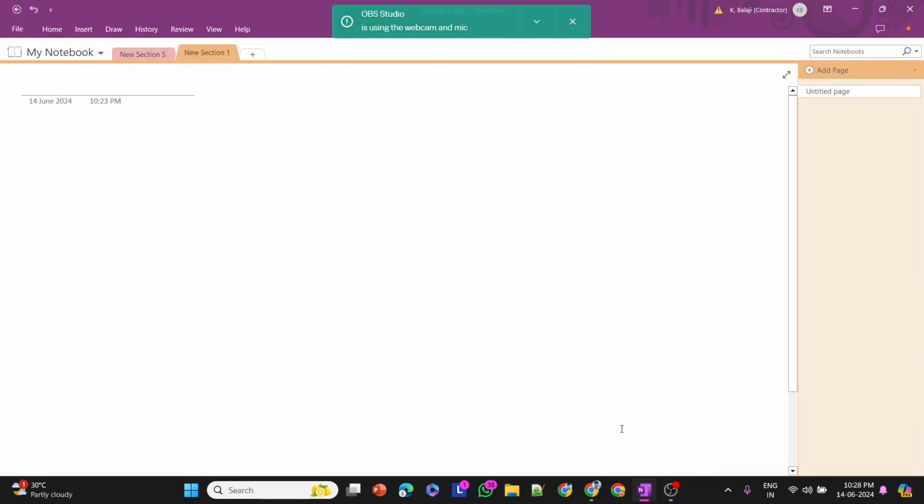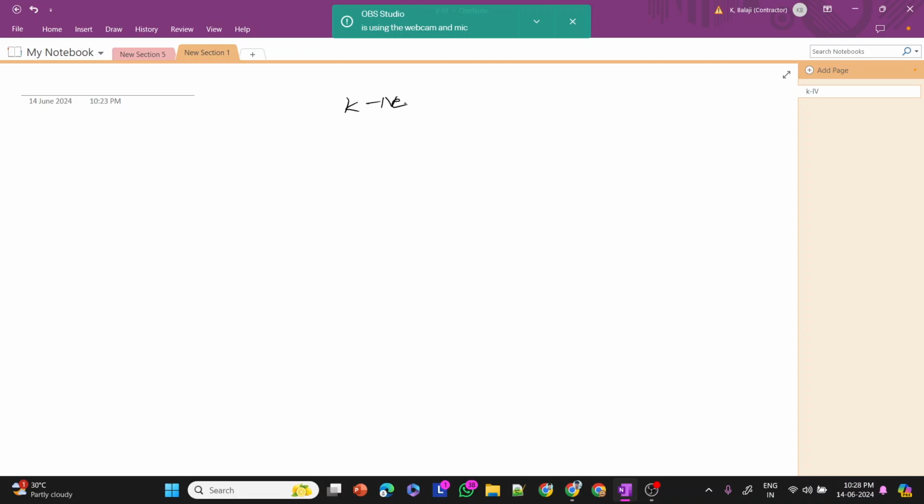Hello friends, today we are going to see another ML algorithm, that was K nearest neighbor. It was shortly called as KNN algorithm.